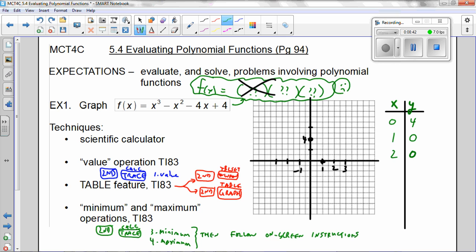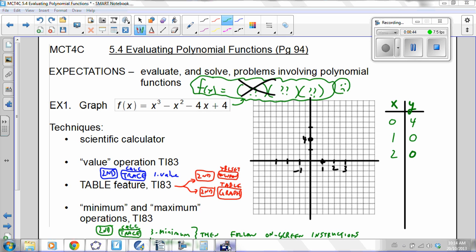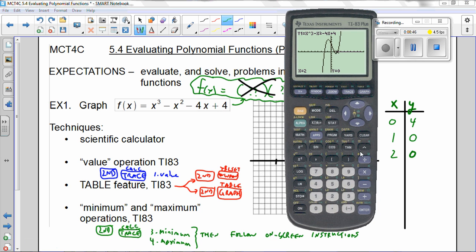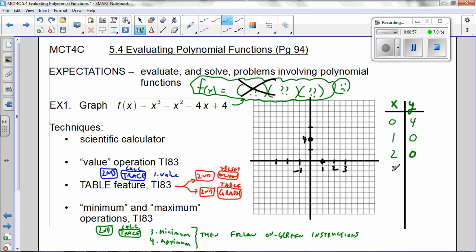So I can add that to my big table of values, and I can keep doing that. Actually, this is kind of a pain. Actually, I don't use the value command very much because I'll show you why. When x is 3, y is 10.